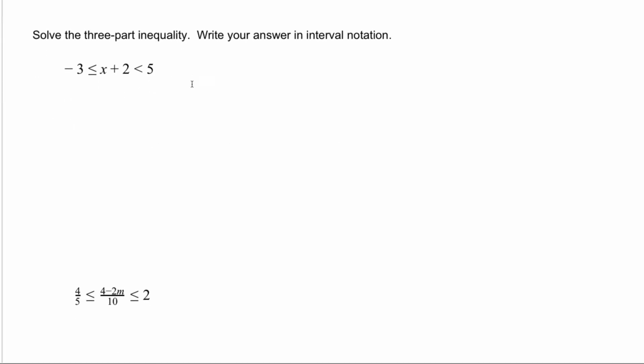So let's look at solving three-part inequalities. Three-part inequalities are solved like regular equations or inequalities, the same algebra rules apply, like subtracting 2. But now when we say subtract 2 from both sides, we don't have both sides, we have all 3 sides. So if I want to subtract 2, I'm going to subtract 2 from all 3 parts. So the next line is going to look like -5 less than or equal to x less than 3. So we're subtracting from all 3 parts.